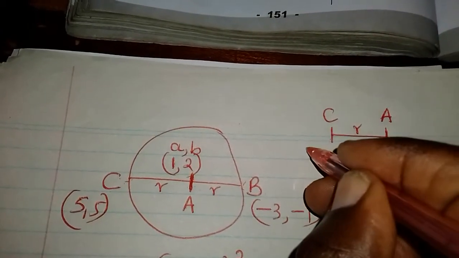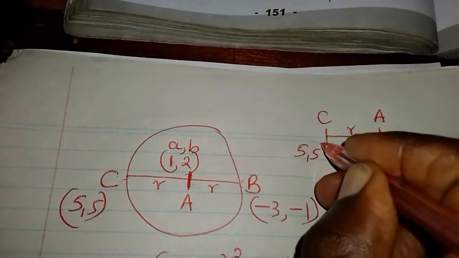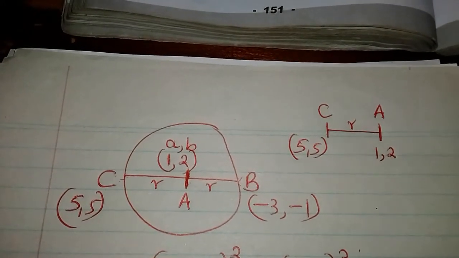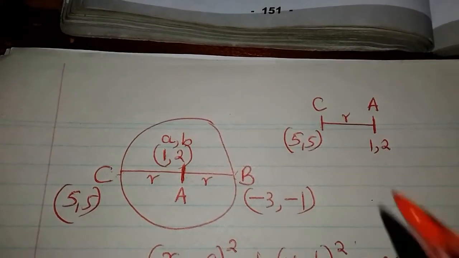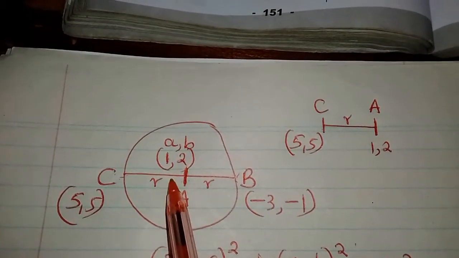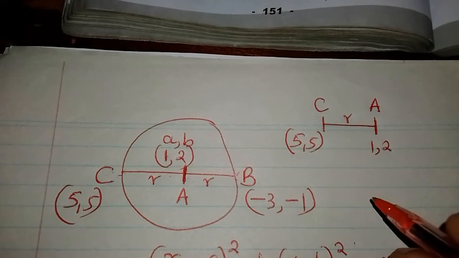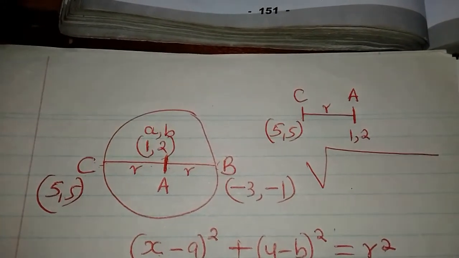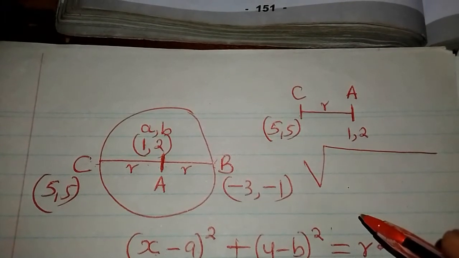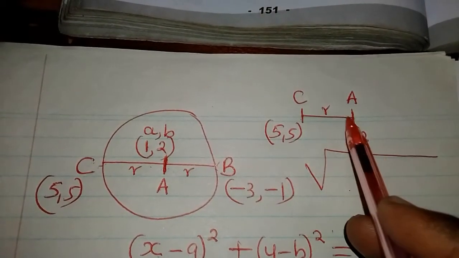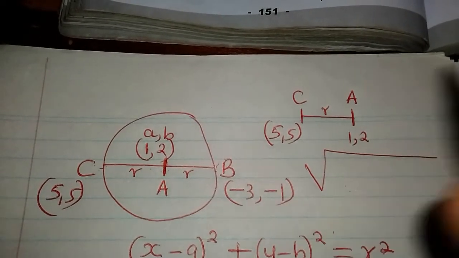So C has coordinates (5, 5). Then A has coordinates (1, 2). Now, how do you get the radius of this circle? You have to get something called the magnitude. This one applies some concepts from a topic called vectors. So how do I get the magnitude of this line, which is going to be the radius of our circle?